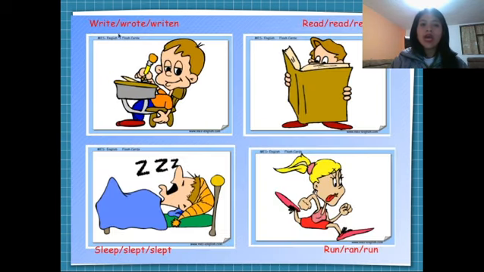Here we have write, wrote, read, read. En esta parte del verbo read, el verbo read en presente, la escritura no cambia en el pasado ni en el pasado participio, pero sí la pronunciación. En presente es read y en pasado read y en pasado participio read. Like the color, right? Sleep, slept, slept. Run.